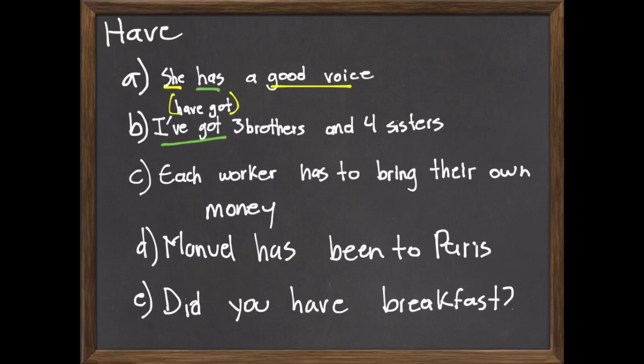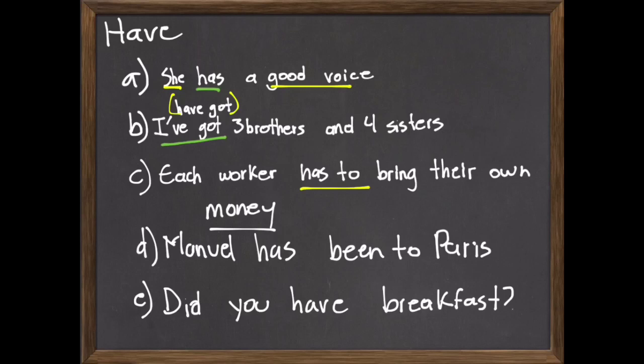Another example, each worker has to bring their own money. We use have to say what is necessary or obligatory. So, in this case, each worker has to bring their own money, or it's obligatory that each worker bring their own money.